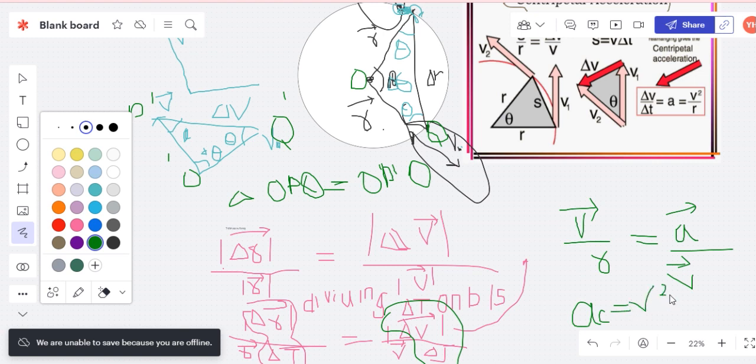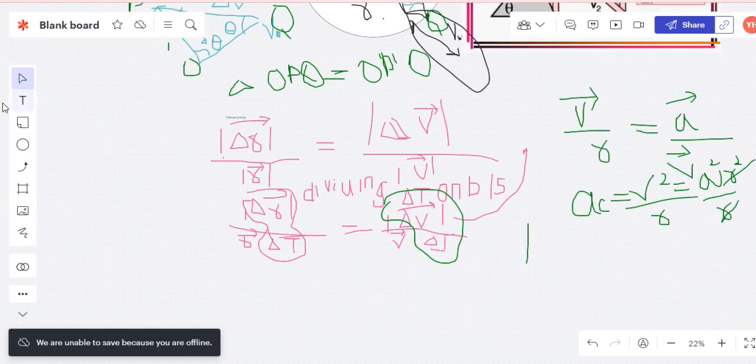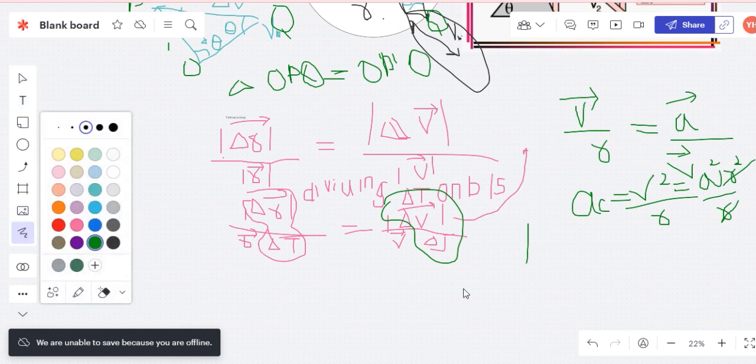But this is the formula of linear centripetal acceleration. What is the formula of angular centripetal acceleration? We know that v is equal to omega r. Taking the square of omega r, omega square upon r square, and then multiply by r. Since r cancels r, the formula of centripetal acceleration in the angular quantity is omega square r.